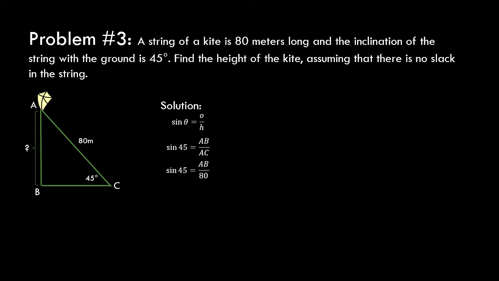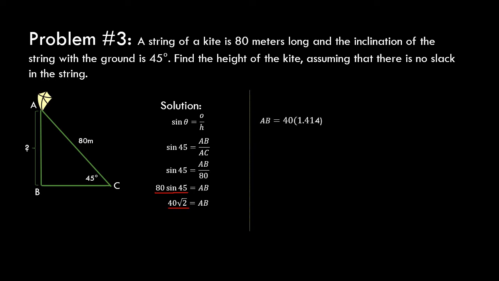Now, cross-multiply this as usual. Cross-multiply the right side of the equation to the left side of the equation. We're going to get 80 sine 45 equals AB. Now, in some calculators, if you input this, it's going to give you a direct answer. But for some calculators like mine, it's going to give you 40 square root of 2.